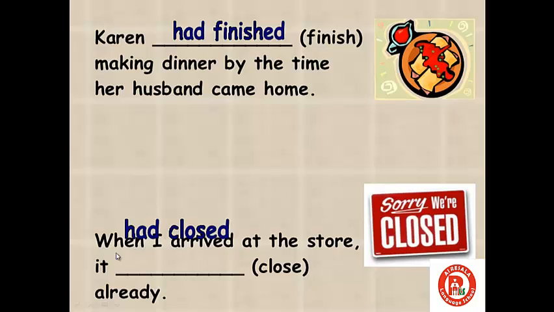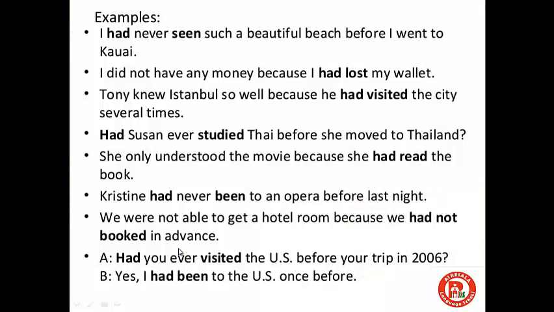Okay, the same with the second example. When I arrived, you remember when? Yes, it's like by the time and before. When they come, I put after them the past simple. So, when I arrived at the store, it had closed already. So the answer, it had closed. This means that the closing action happened before arriving or coming to the store.